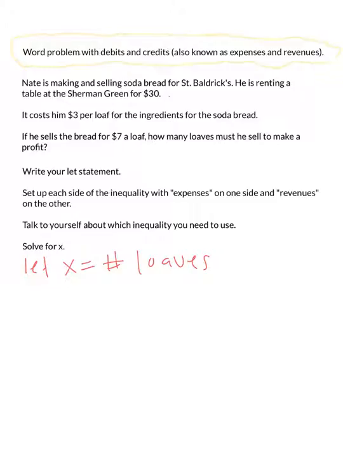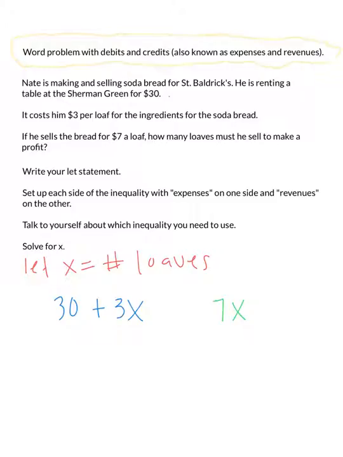So the expenses are what it's going to cost Nate, what he's got to pay out of pocket. So he has to pay $30 for Sherman Green, and he also has to pay $3 per loaf for the ingredients. Now, he's going to sell the loaves for $7. So $7 a loaf. And now we need to figure out what is the inequality.